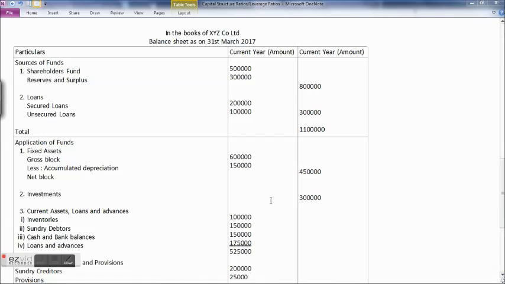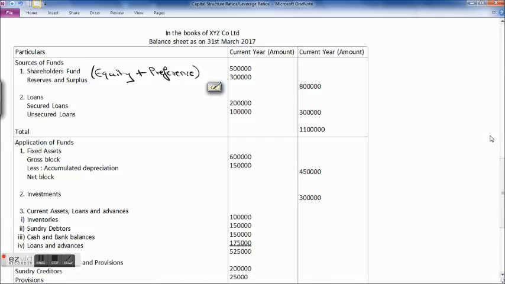This is the example in the books of XYZ Company Limited. You have a balance sheet as on 31st March 2017. Under sources of fund you have shareholders' fund, which includes both equity and preference shareholders, then reserves and surplus, totaling 8 lakh rupees. Then loans, both secured and unsecured, total 3 lakh. Total sources of fund is 11 lakh.